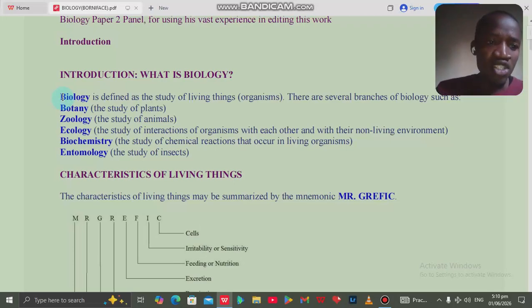Apart from zoology, we also have ecology, which is simply the study of how organisms interact with each other and their non-living environment. And then we also have biochemistry as another branch, which is simply the study of the chemical reactions that occur in living organisms. The last one that we have is known as entomology, which is the study of insects.